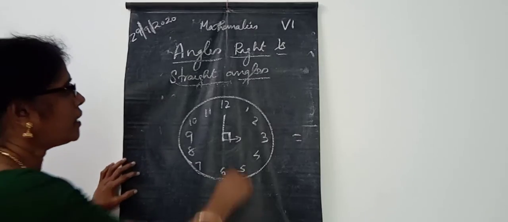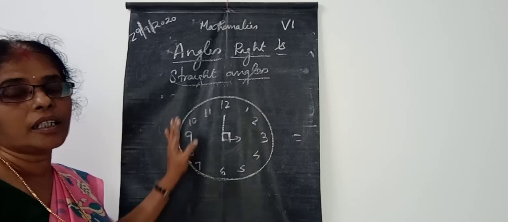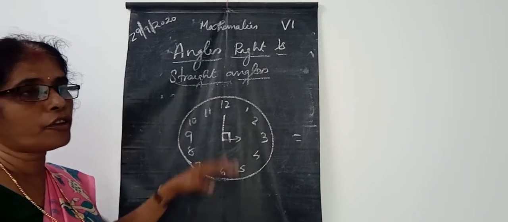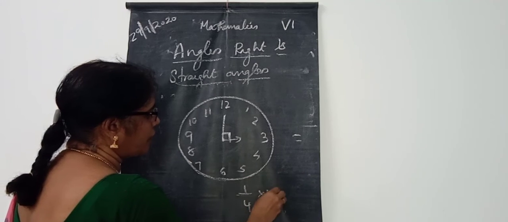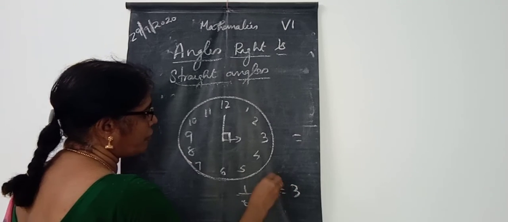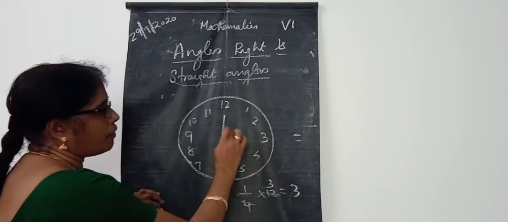Okay, great. And here how many hours can you see? 1 to 12, isn't it? 12 parts there. 1/4 of 12, that is 3. 4 threes are 12. So 1, 2, 3, that is 1/4.